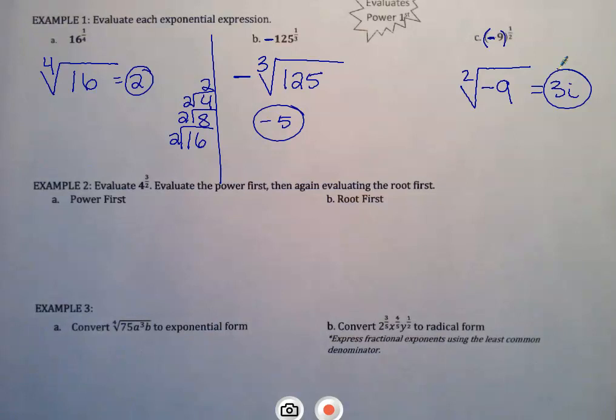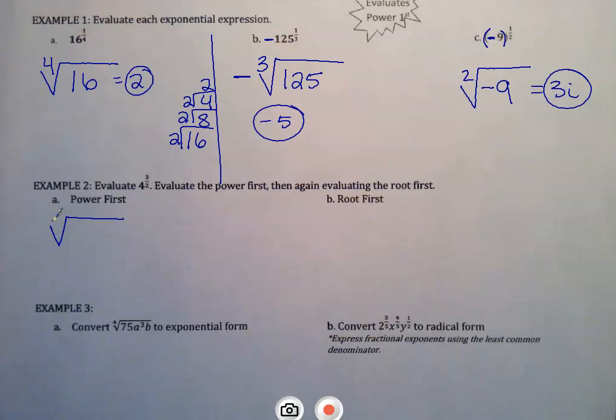Okay. Example 2. Evaluate 4 to the 3 over 2 power. Evaluate the power first, then again evaluating the root first. This is not hard. It just sounds weird. This goes back to the rational exponent definition, so there are 2 different ways to set it up.